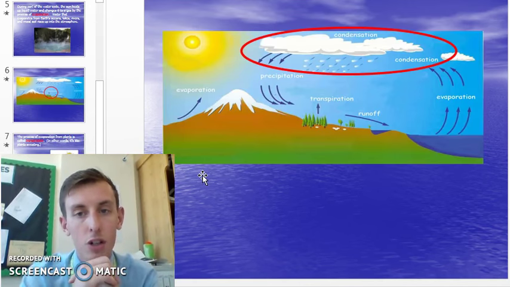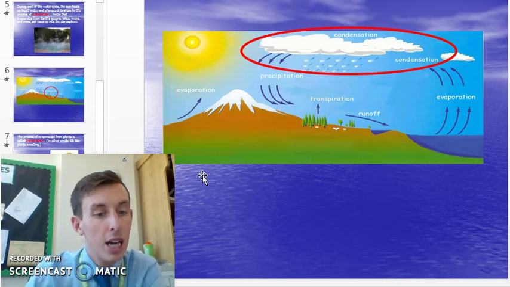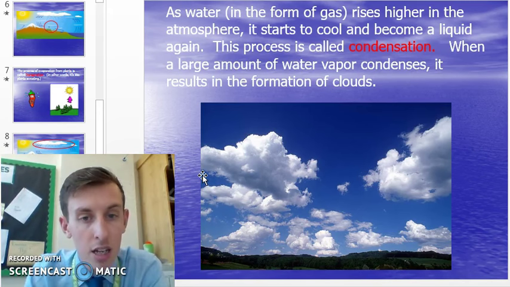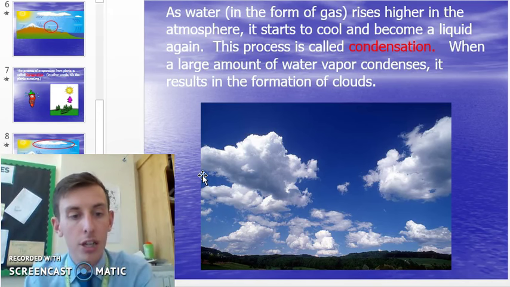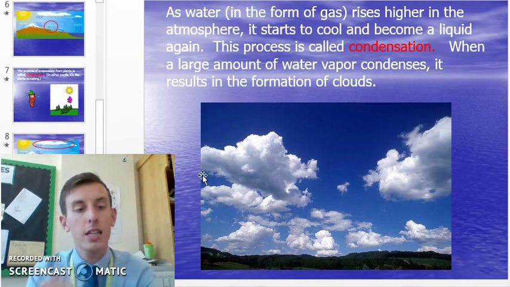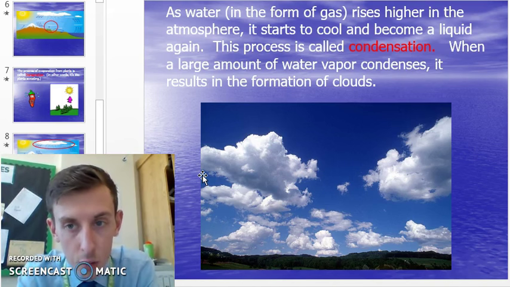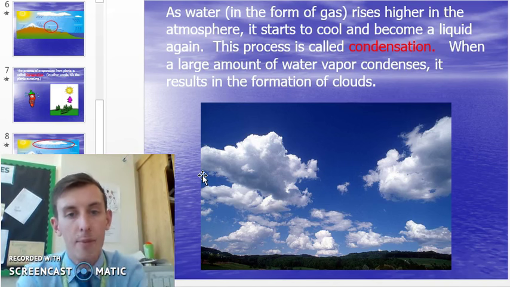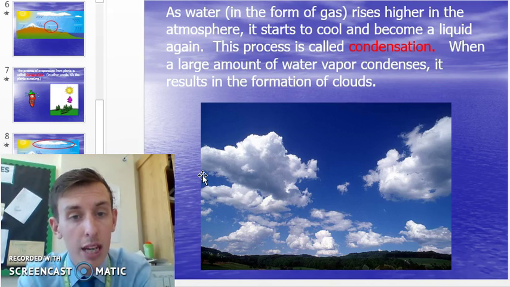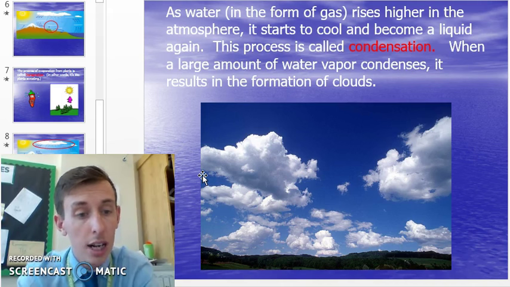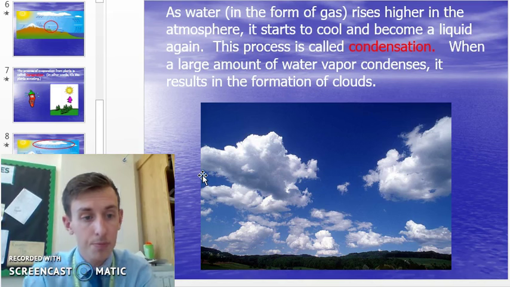Another key word, we have condensation. Condensation is when gaseous water or steam or water vapor cools down and it turns back into a liquid. So evaporation is moving from a liquid into a gas, and condensation is a gas back into a liquid. As water in the form of gas rises higher and higher and higher in the atmosphere, it starts to cool and it becomes a liquid again. This process is called condensation. When a large amount of water vapor or water gas condenses, it results in the formation of clouds. So clouds are essentially just water.